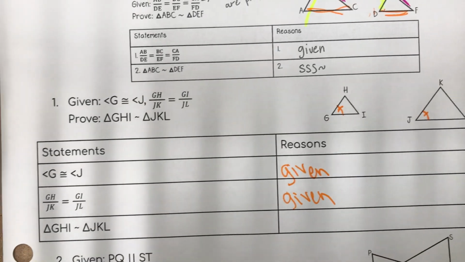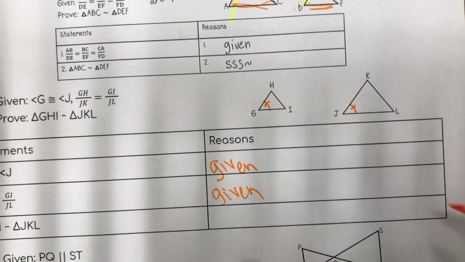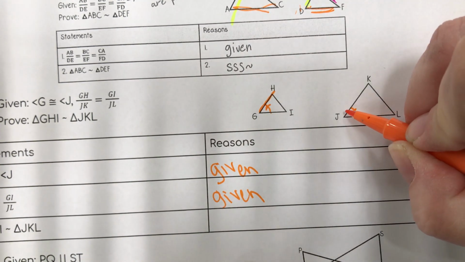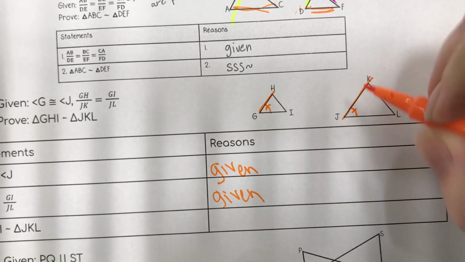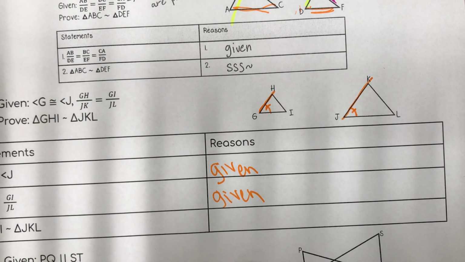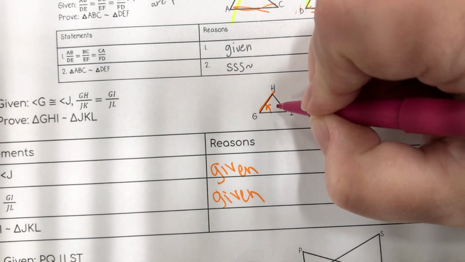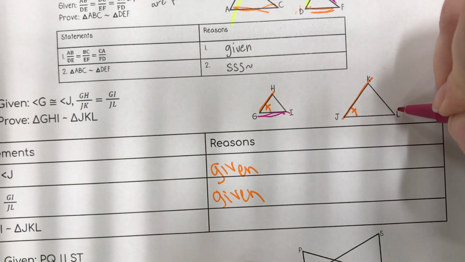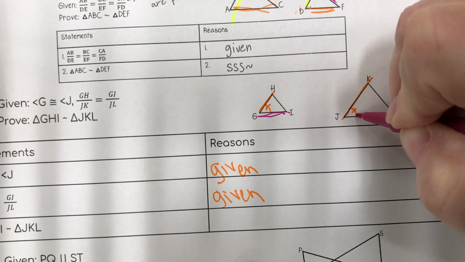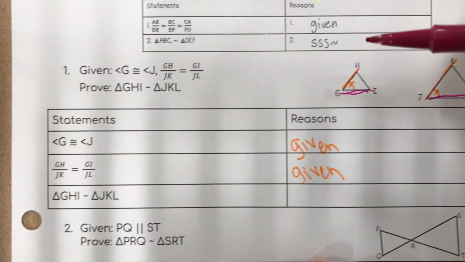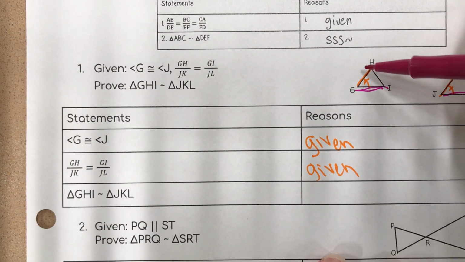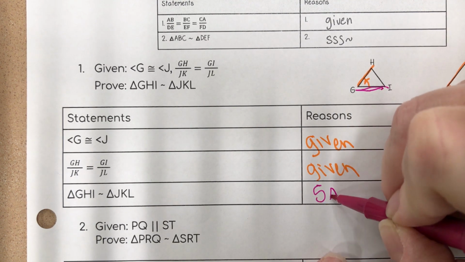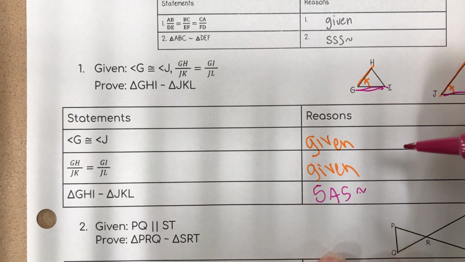So let's see what they're talking about here. They're talking about GH and JK. So GH right here, GH over JK, is going to be proportional to GI, which is the bottom, over JL, which is the bottom here. So now I just need to decide why those two triangles are similar. And you can see here I have a side, an angle, and a side marked. So this is just going to be side, angle, side, similarity.